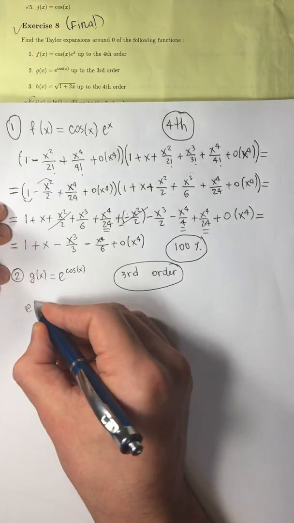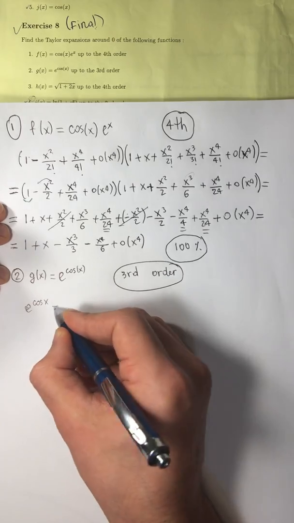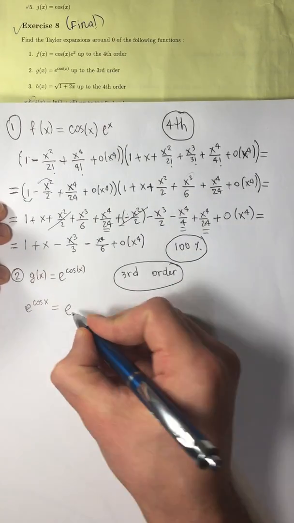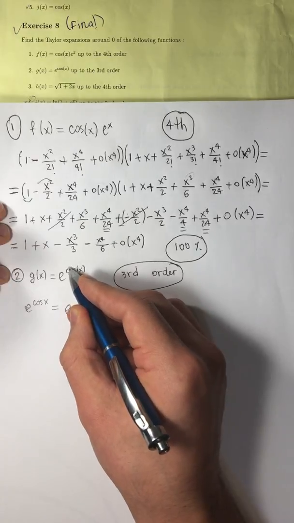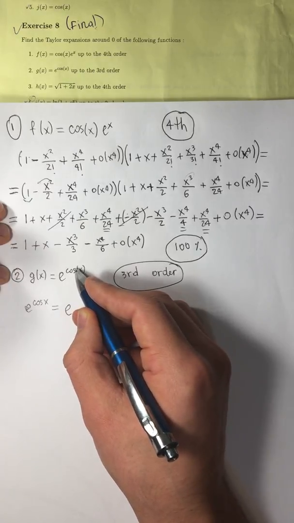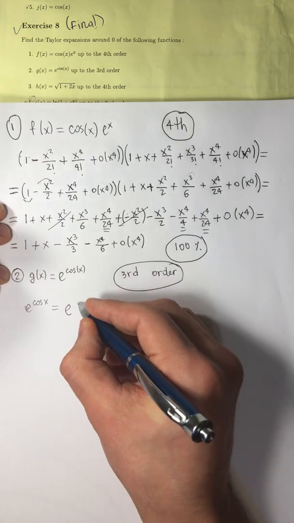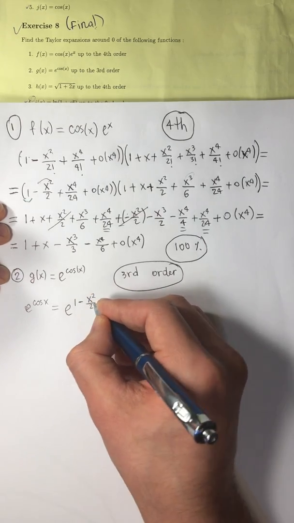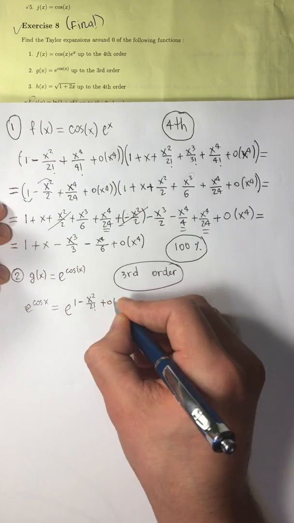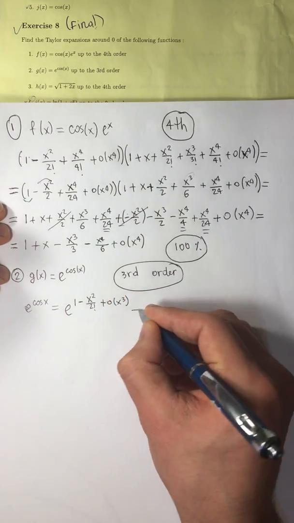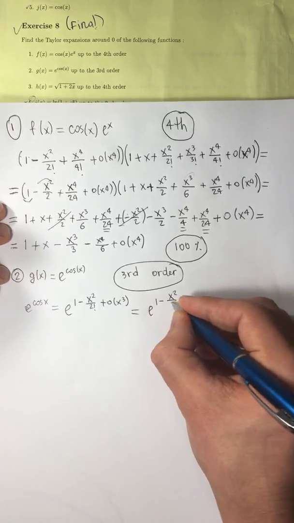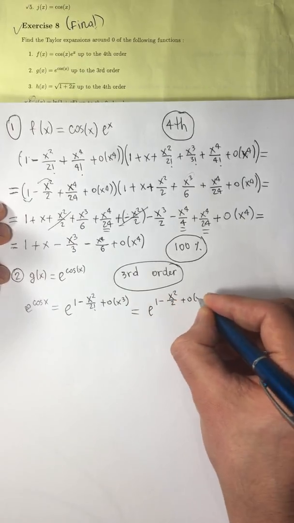So you have e to the cosine x. Because the question is third order, you write e and then you write the form, instead of cosine x, you use the formula number 3 again. So it's going to be 1 minus x squared divided by 2 factorial plus x cubed. Okay, right now, e to the 1 minus x squared divided by 2 plus x cubed.